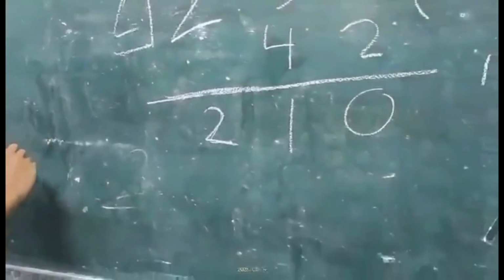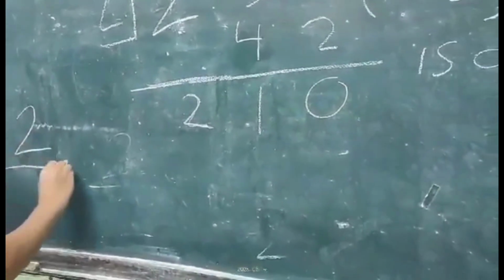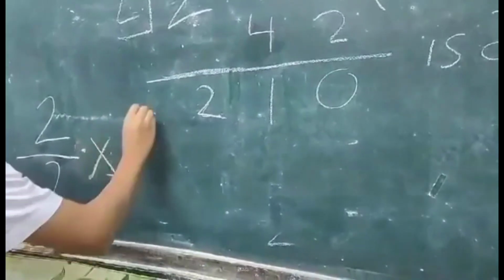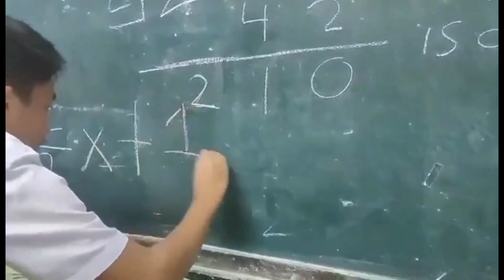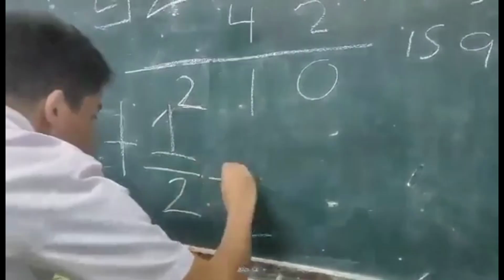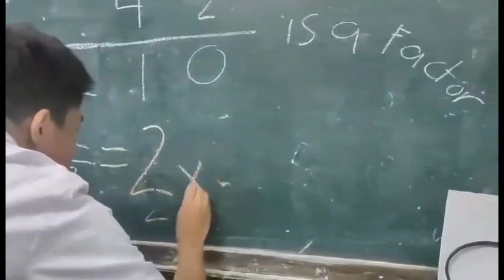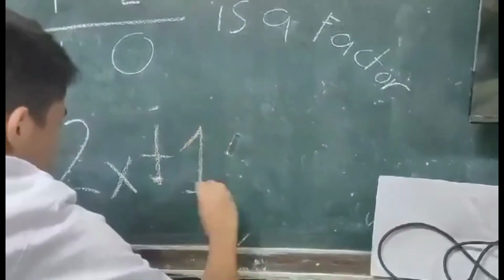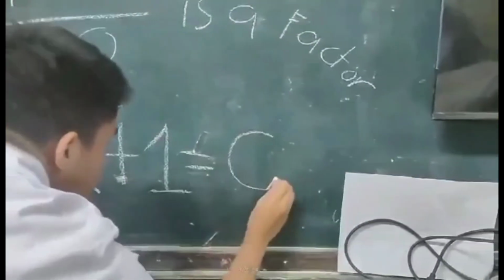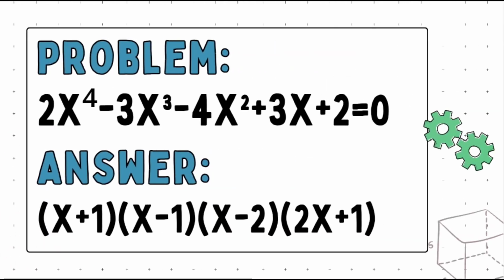So, x minus 2 is a factor. I will teach you how to get the last divisor. So, 2 over 2, x plus 1 over 2, equal to 2x plus 1 equal to 0. So our factors are x plus 1, x minus 1, x minus 2, and 2x plus 1.